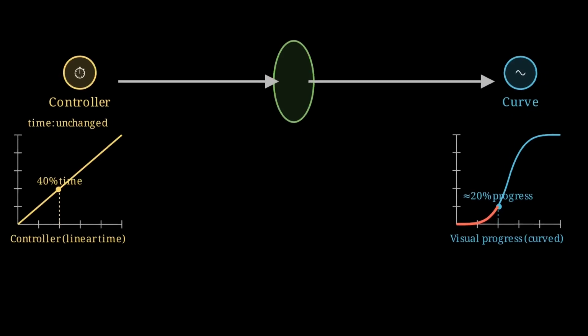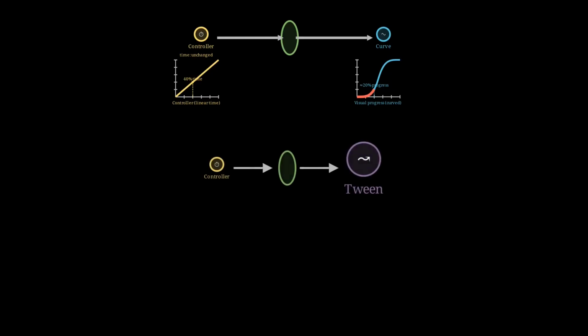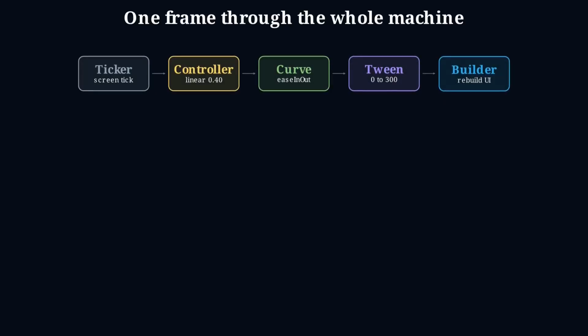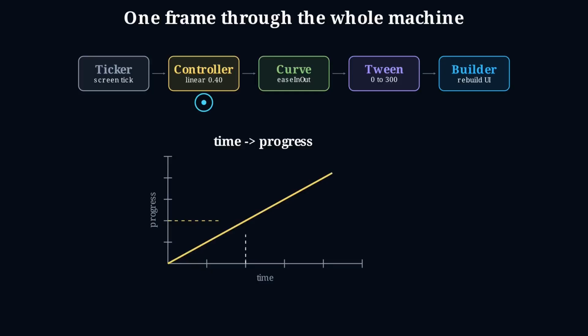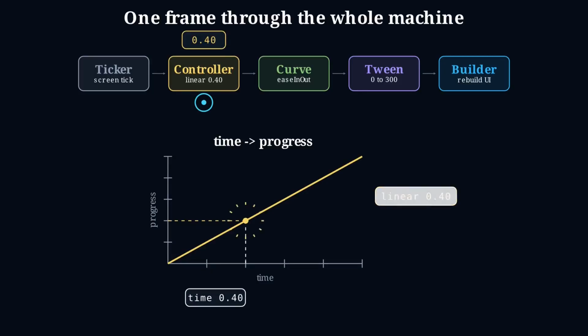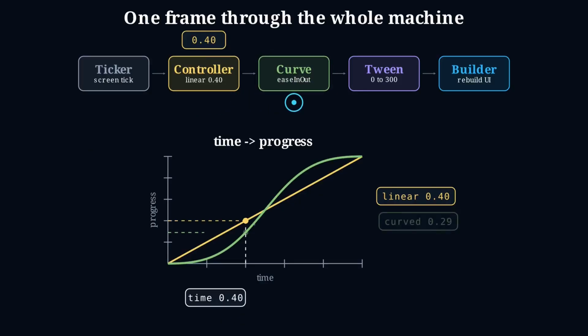Now we have all three pieces talking to each other. Let's assemble the whole pipeline. Let's trace one single frame through the entire system, start to finish. Step 1. The screen is about to redraw. The ticker fires. Step 2. The animation controller checks elapsed time and produces a plain linear value, say 0.4. Step 3. That 0.4 passes through the curved animation, which reshapes it according to our ease-in-out curve, coming out the other side as, say, 0.29.